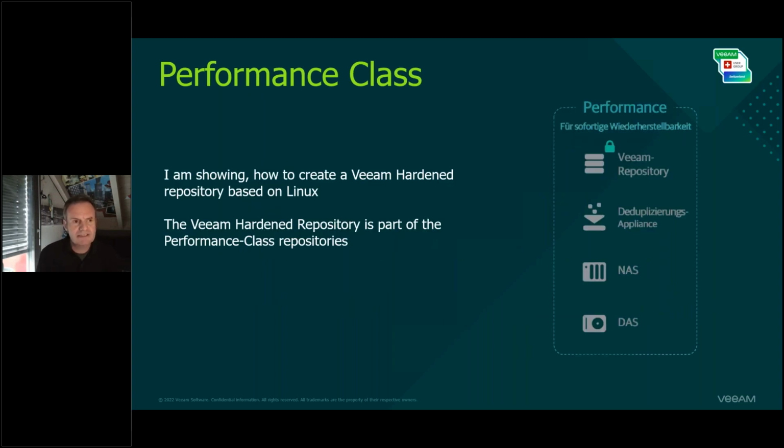He also added this slide here regarding performance class. Why is that? Well, you see here different kinds of storage types, and the Veeam hardened repository relies on a Linux server with attached disks, and those disks can be locally attached or coming from a SAN. Performance-wise that maybe makes sense, but if you want to keep everything within a box, then it's, let's say, a local installation with locally attached disks, and that can be quite performant.